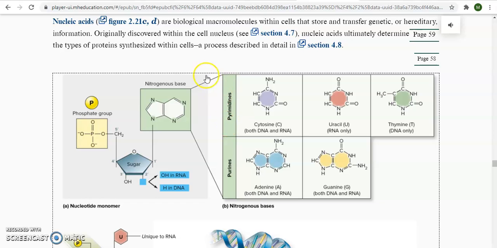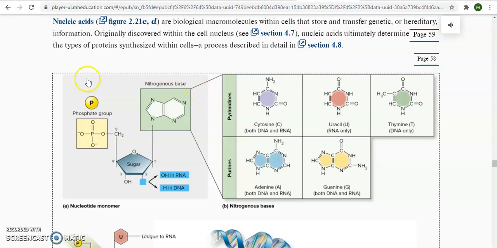So this is showing this little molecule here. It's called a nucleotide. And you know how amino acids were the building blocks of a protein? Well, nucleotides are the building blocks of nucleic acids like DNA and RNA.